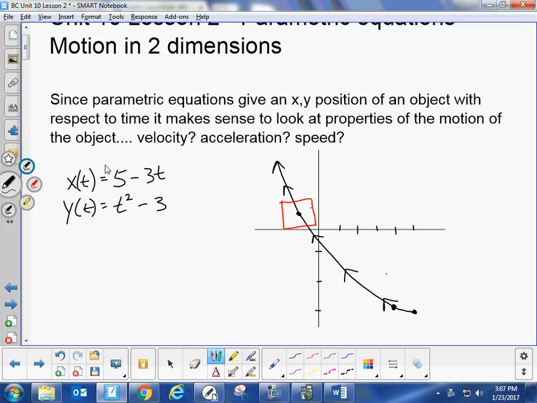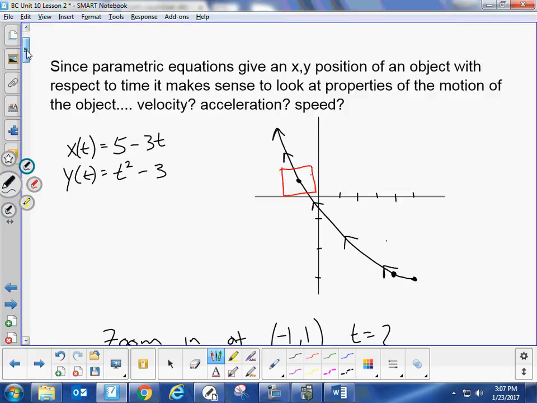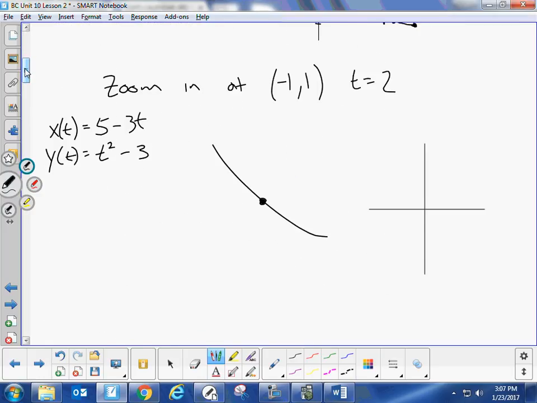Okay, so I'm going to look at the parametric equations. X of t is 5 minus 3t, and y of t is t squared minus 3t. I'm going to zoom in at this location, okay, when t equals 2. And we know that we can find x prime of t, which is just -3, and then y prime of t, which is going to be 2t, but if we look at it at 2, y prime of 2, which is 4.